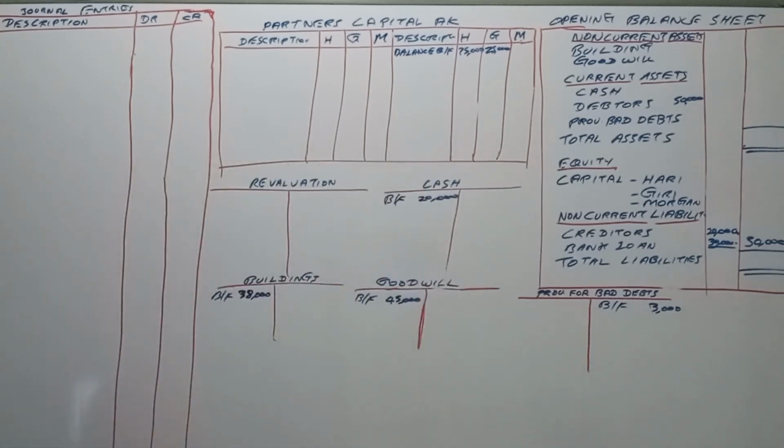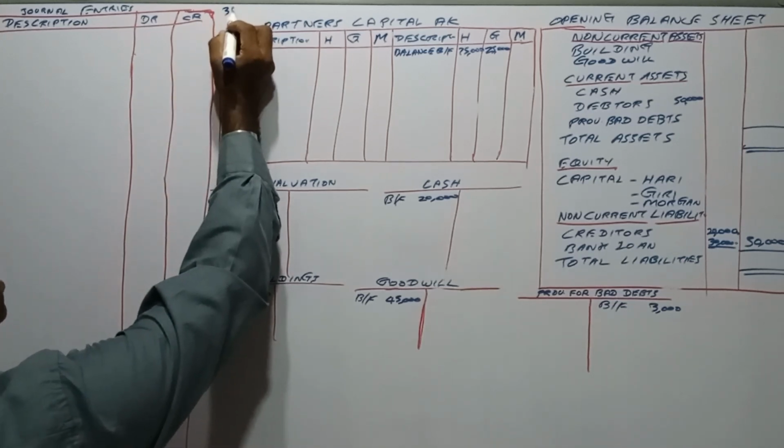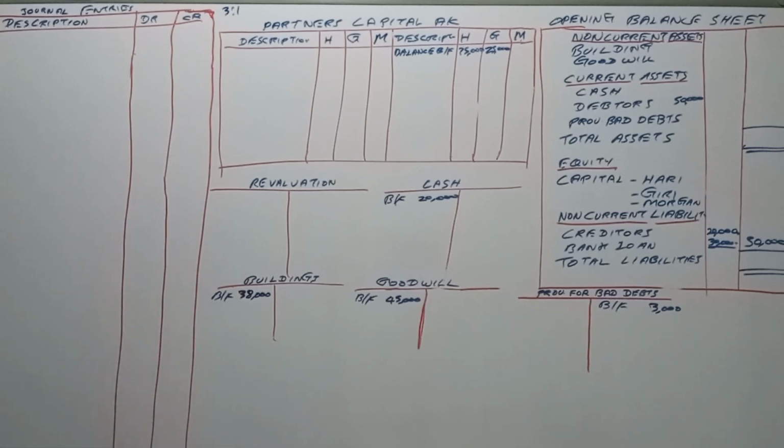Here is question part number 18. Harry and Giri are partners sharing profits and losses in the ratio of 3:1. That is the old ratio. The trial balance is given below: buildings 38,000, goodwill 45,000, cash 20,000, debtors 50,000, provision for debtors 3,000, Harry's capital 75,000, Giri's capital 25,000, creditors 20,000, bank loan 30,000.